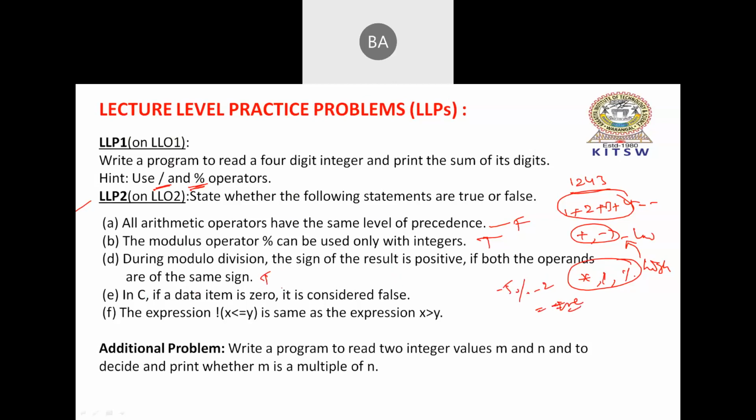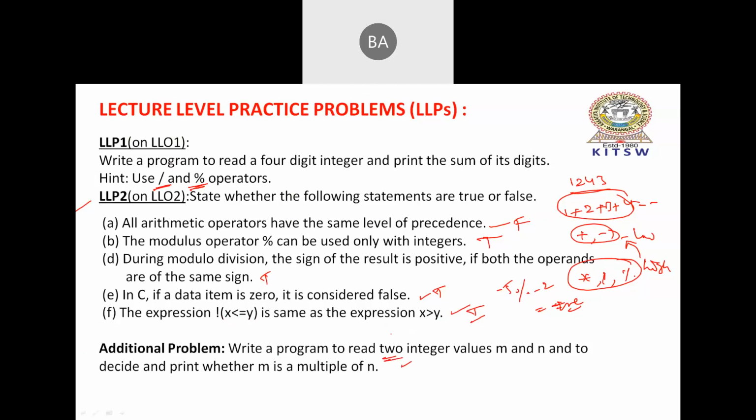In C, if a data item is 0, it is considered as false. Yes, it is also true. The expression negation of x is less than or equal to y is the same as x greater than y. Yes, it is also true. So these are the additional problems which are given here. Please try to solve these additional problems.